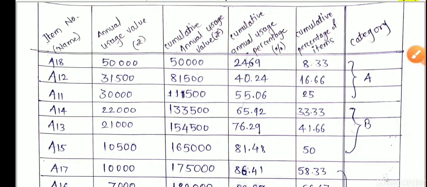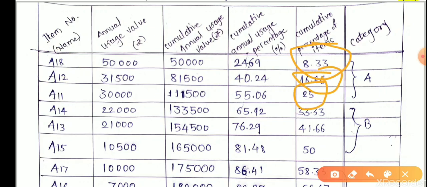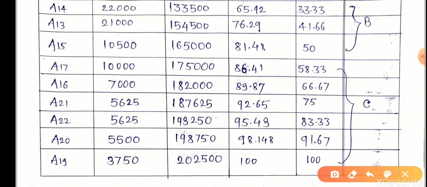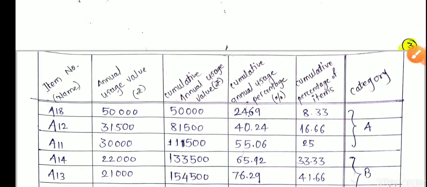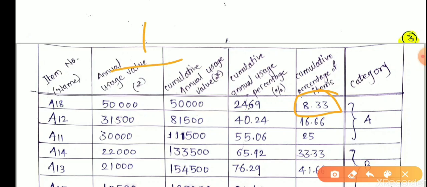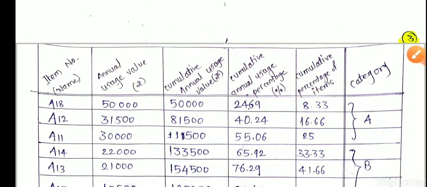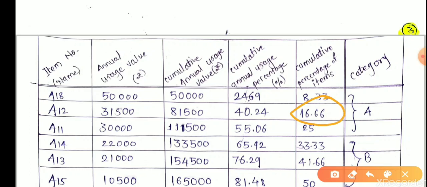Likewise, now the cumulative percentage: why does it come 8.33, 16.66, 25? It is the cumulative percentage. Count the total number of items: 1 2 3 4 5 6 7 8 9 10 11 12. There are a total of 12 items. How does 8.33 come? This is 1 divided by 12 into 100. Now how does 16.66 come? This is 2 divided by 12 into 100.